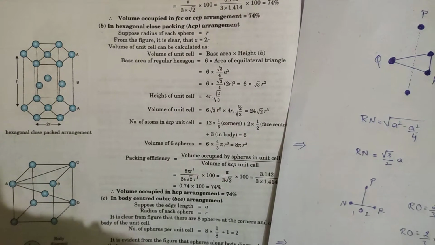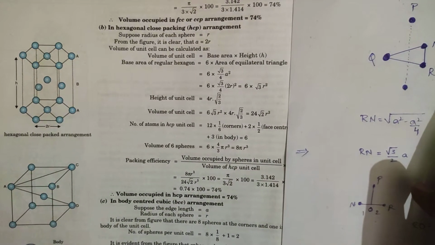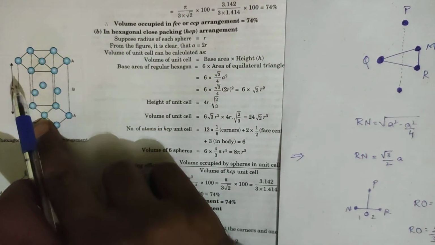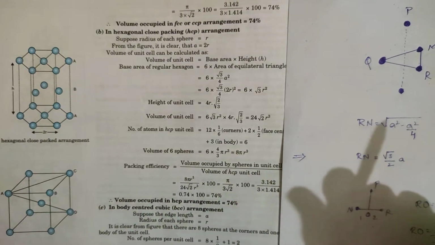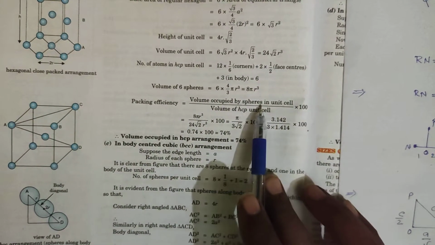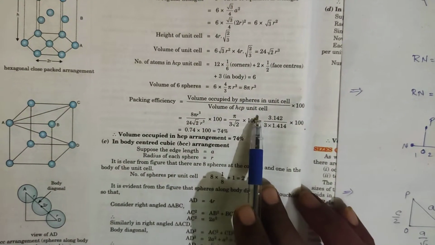Now packing efficiency means, we know, the number of particles into the volume of each particle by the total volume of this entire unit cell. Okay, this entire unit cell we want. So this is the general condition. Packing efficiency will be equal to the volume occupied by the spheres in the unit cell by the volume of the HCP.